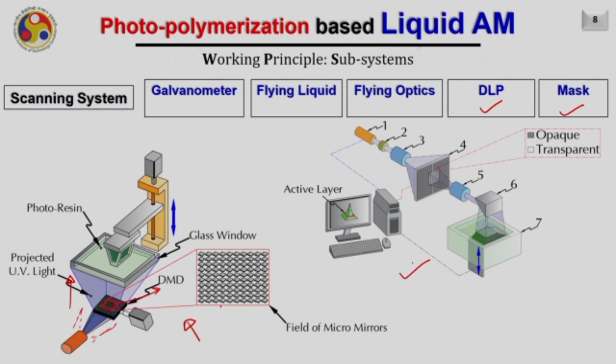This is an example of the mask. Here you can see this black color zone is for the opaque portion and the white color portion is for the transparent portion. The light will pass only through the transparent portion and opaque will block the light, and as a result the light will get projected on the bottom, and hence your part will get cured only from the appropriate region and the remaining portion will be liquid.